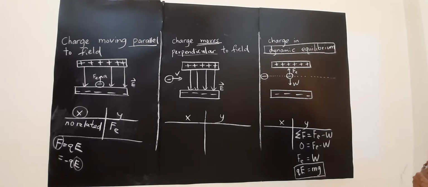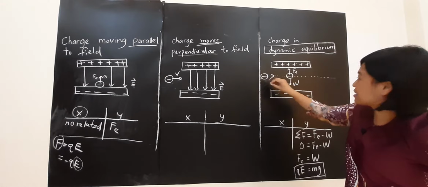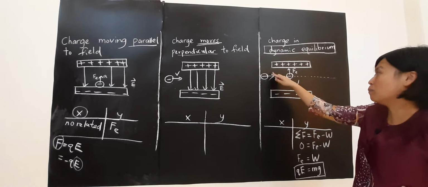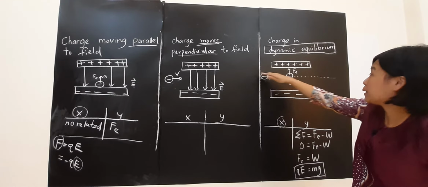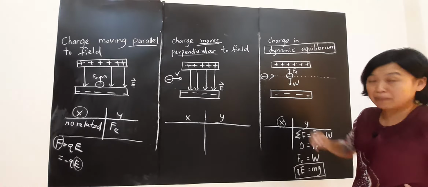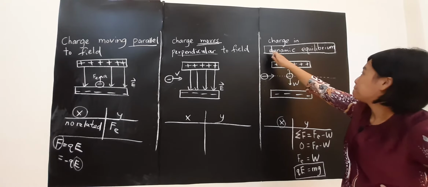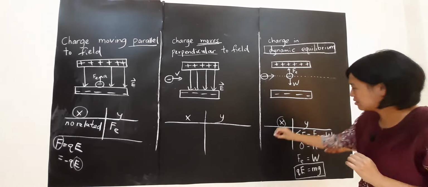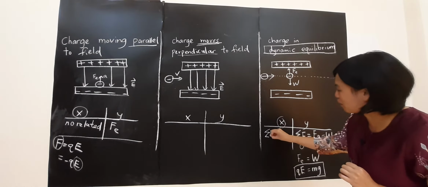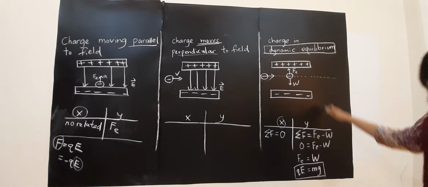And for the x component, there is indeed motion along the x component, but since it achieves what we call dynamic equilibrium, which means moving with constant velocity, the resultant force for the x component is 0. So this one is for this case.